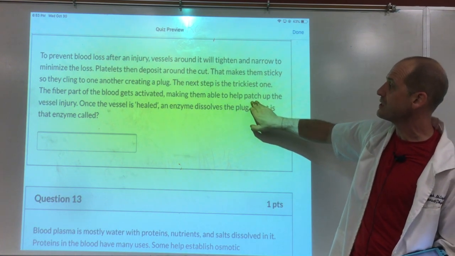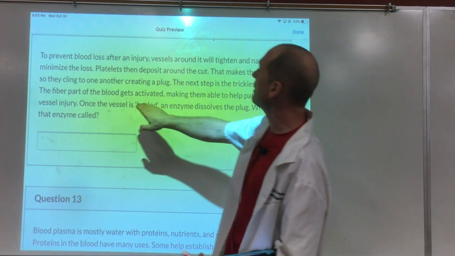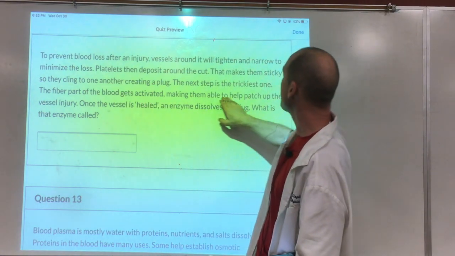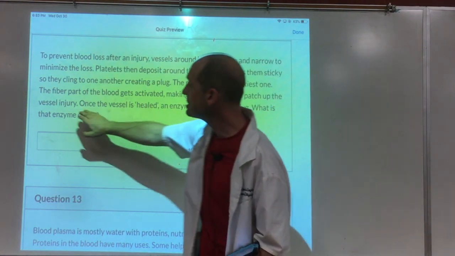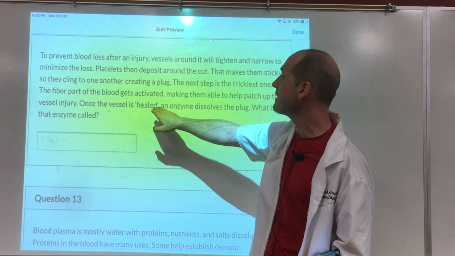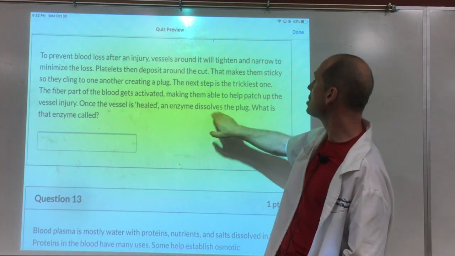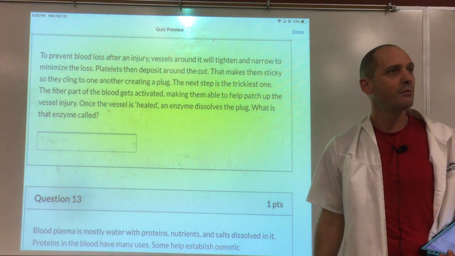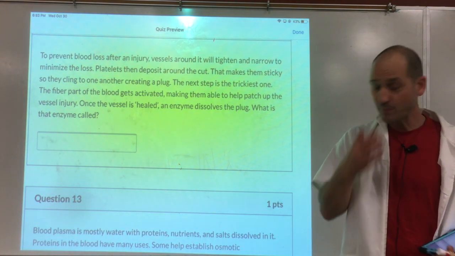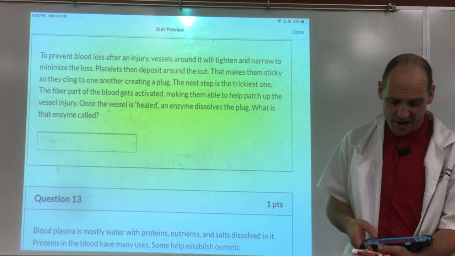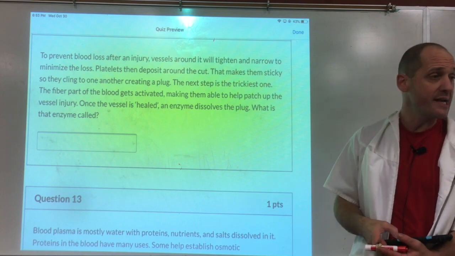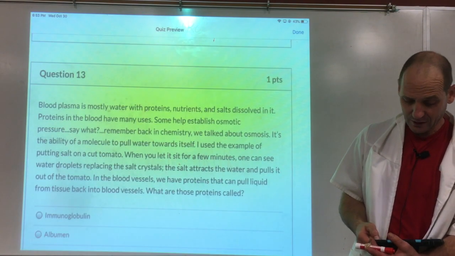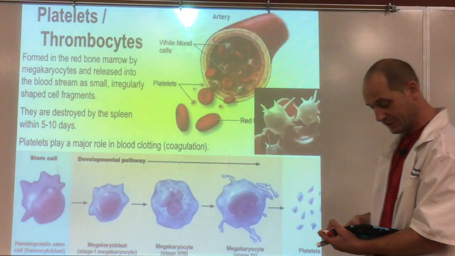And so that's what happens. Let me read it again. The fiber is the block. It's activated, making them able to help patch up the vessel injury. And then at the end, once the vessel is healed, an enzyme dissolves the block. What is that enzyme called? Plasmin. Anyways, one of those enzymes that is not called an ASE at the end. Plasmin. See, that's a nice word.